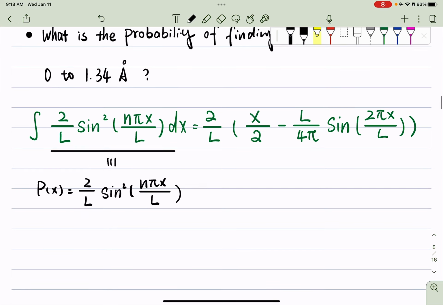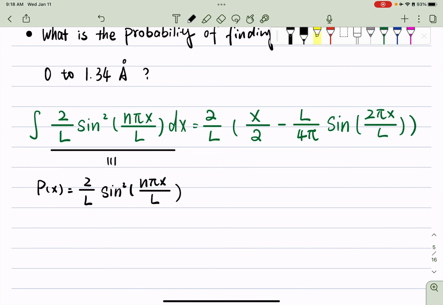And in here, we have some of the information that we already know, right? So n equals 1, that is given here. And then L equals 4.22 angstrom.